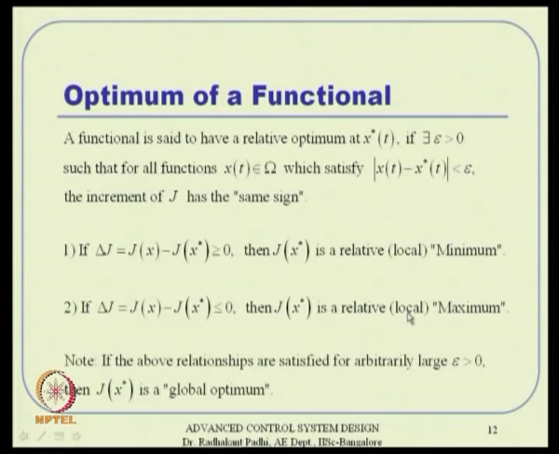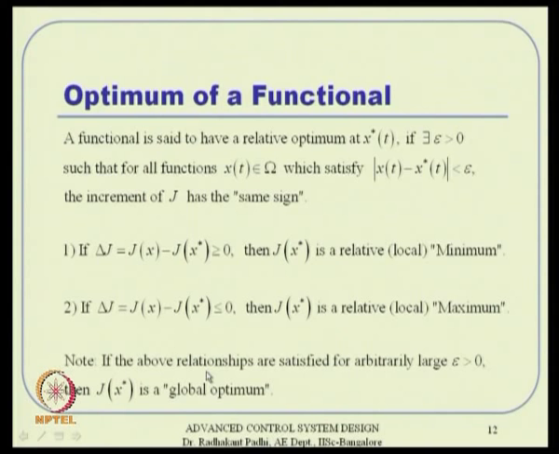And if these relationships are valid for arbitrarily large epsilon, that means I do not have to confine myself only to the neighborhood of x star of t, then obviously J of x star is a global optimum. Depending on what condition you talk about, it is either a global minimum or a global maximum.